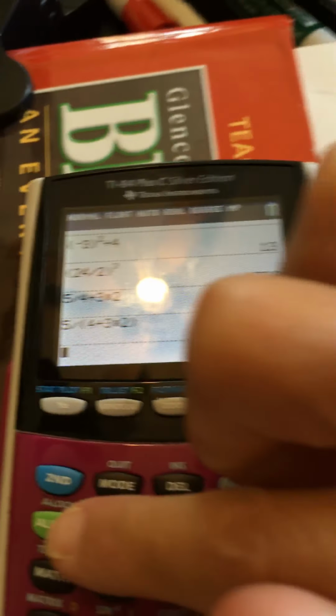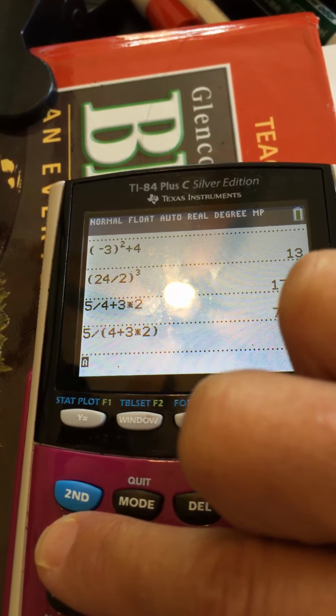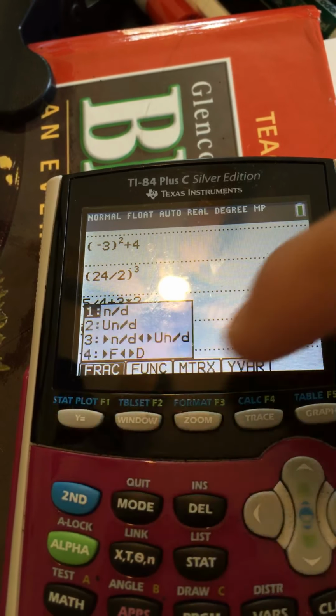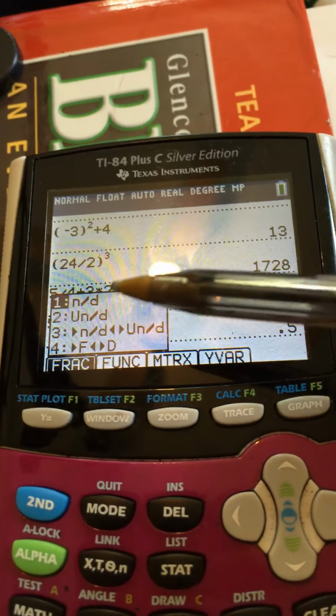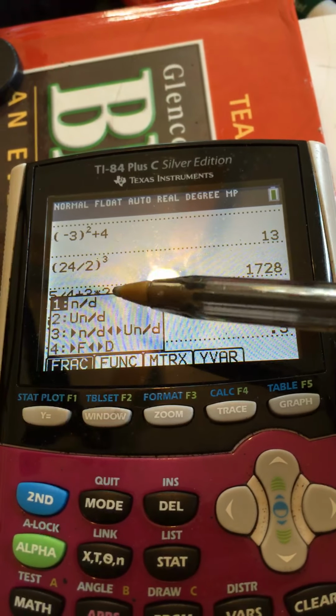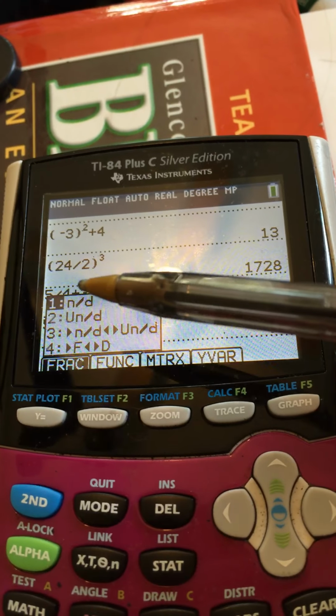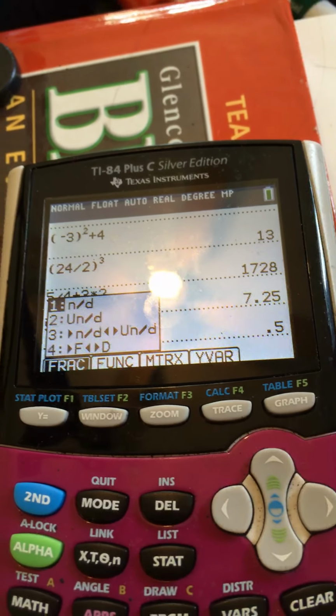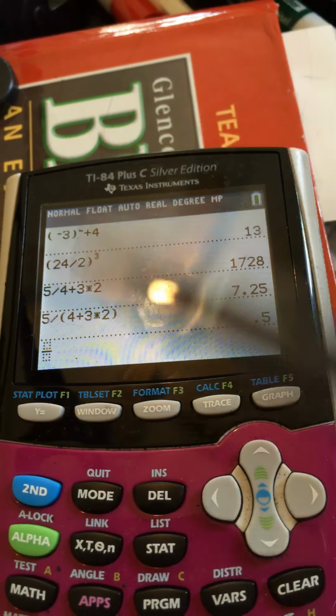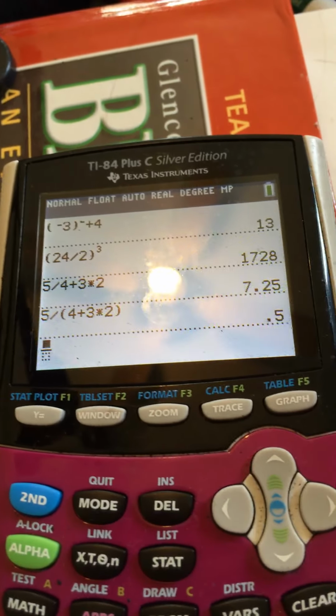You do alpha, see that key right here? Alpha y equals, and up pops a shortcut menu. The first choice on the shortcut menu is n/d. That means numerator divided by denominator. That means we want a fraction bar. So I hit enter, and now it gives me a little place to fill it in.